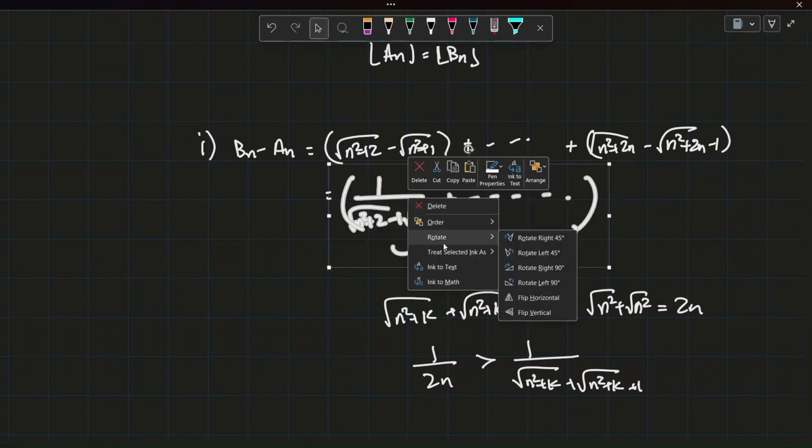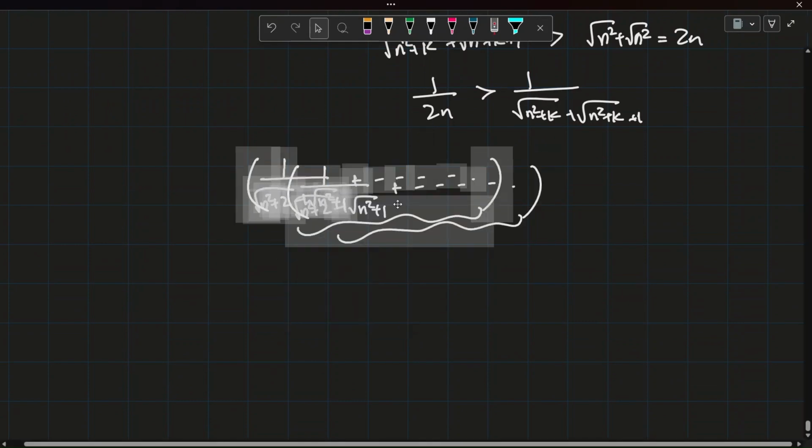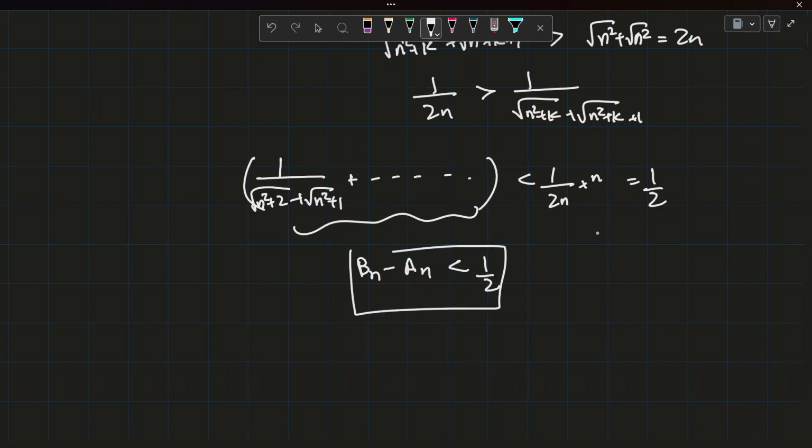let's copy it. Yeah, so this big term here is less than 1 by 2n into n, because there are a total of n terms, which is equal to half. So this is what we conclude. So our first result is b_n minus a_n is less than 1 by 2. This is our first result.